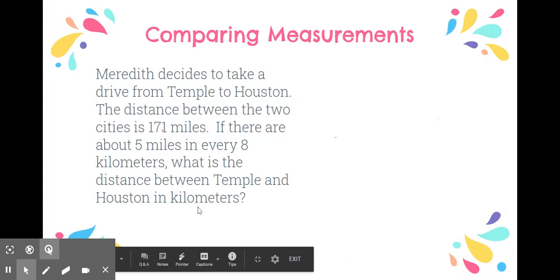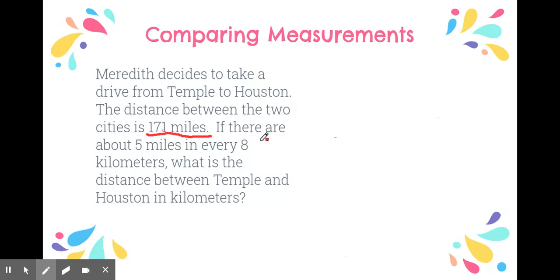Okay, so next example. Meredith decides to take a drive from Temple to Houston. The distance between the two cities is 171 miles. If there are about 5 miles in every 8 kilometers, what is the distance between Temple and Houston in kilometers? So I have miles and I have kilometers here, right? So on top, I'm going to put miles. I'm just going to put an M. And on the bottom, I'm going to put kilometers. So I'm just going to write KM.